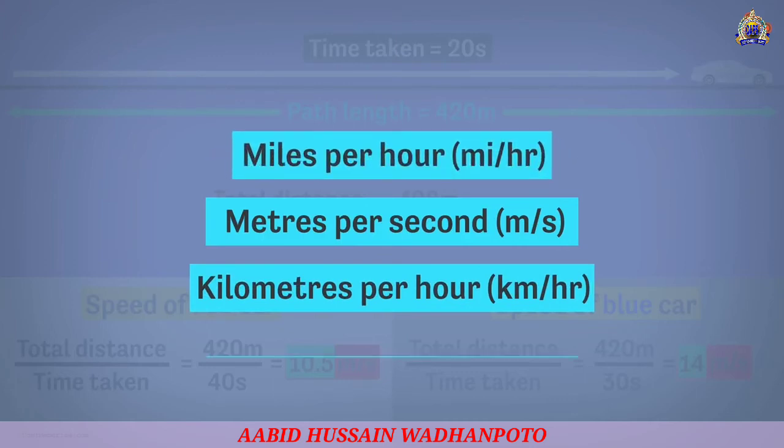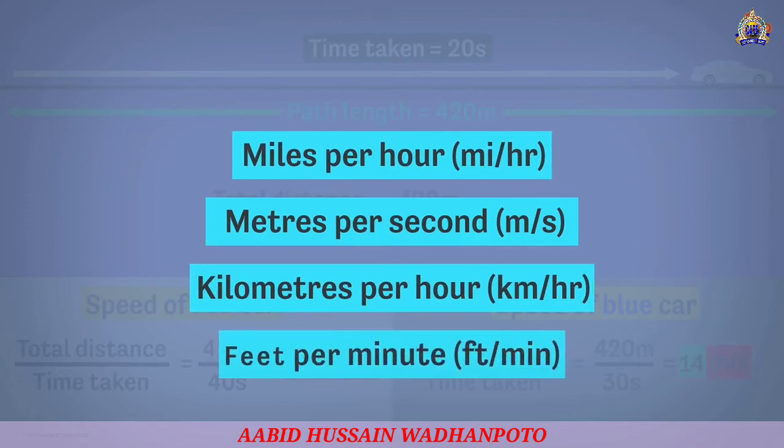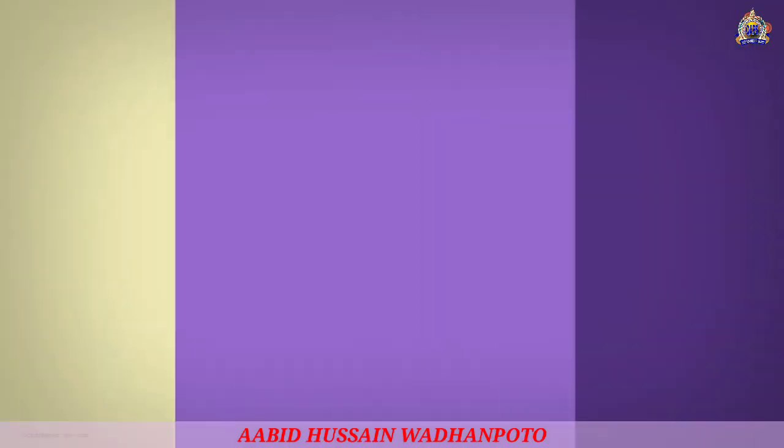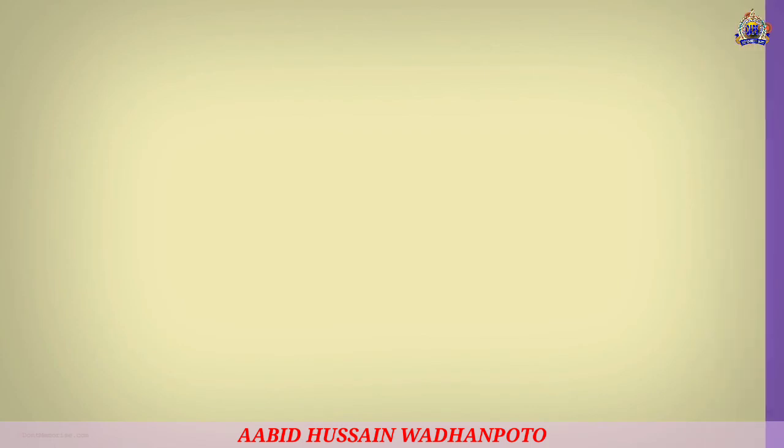Other units are here in front of you: miles per hour, kilometers per hour, feet per minute. These are also the units which are used in the British engineering system. As we have already studied, in the British engineering system we use the foot, and time has the minute unit there. So these can be used to calculate the lengths and the speed for a particular object.